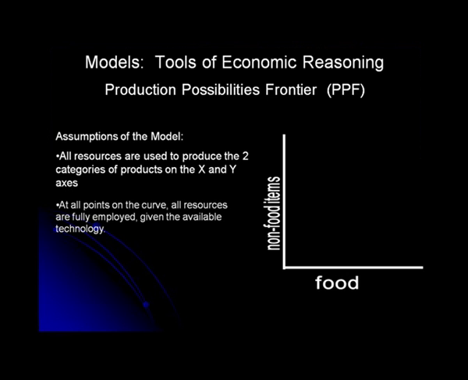Okay, so how do we know what the curve looks like? The points at which the curve intersects the axes are determined by positing that all the resources are used to make only one of the two alternatives. In our case, either all the resources are used to produce food and no non-food items are produced, or all the resources are used to produce non-food items and no food is produced.